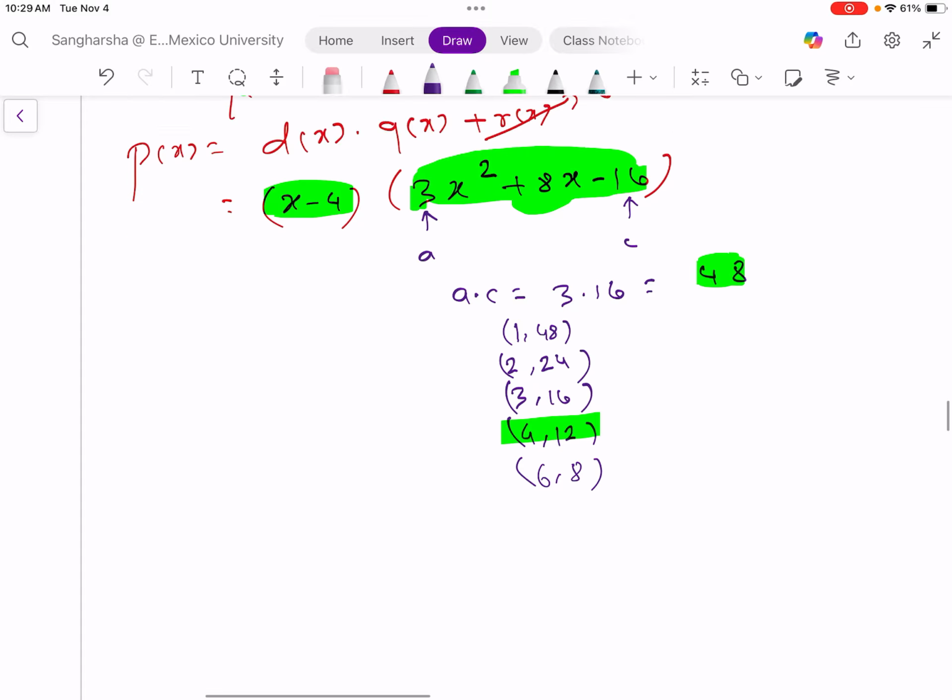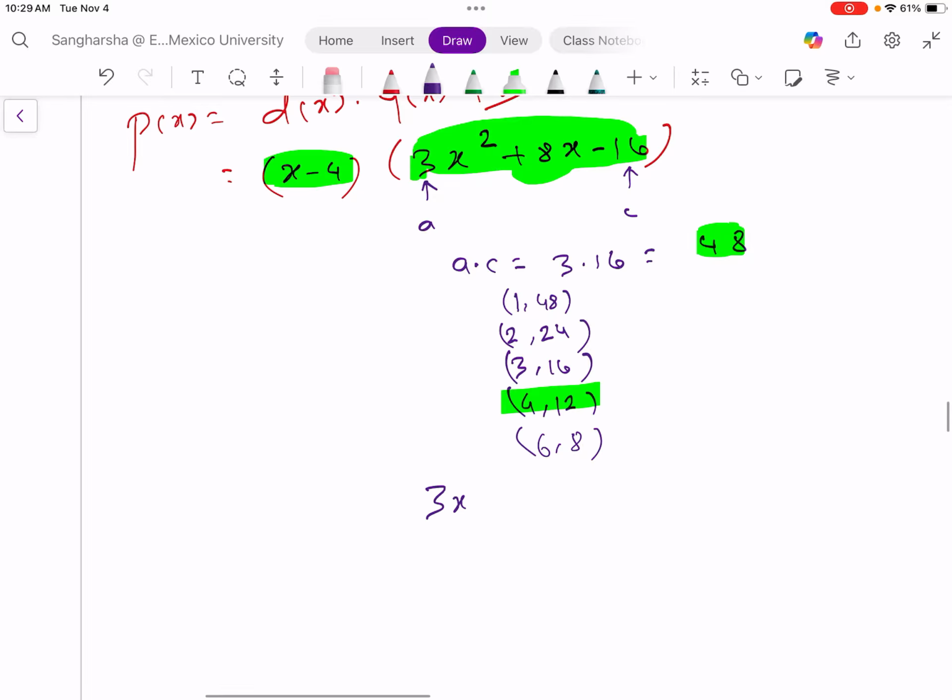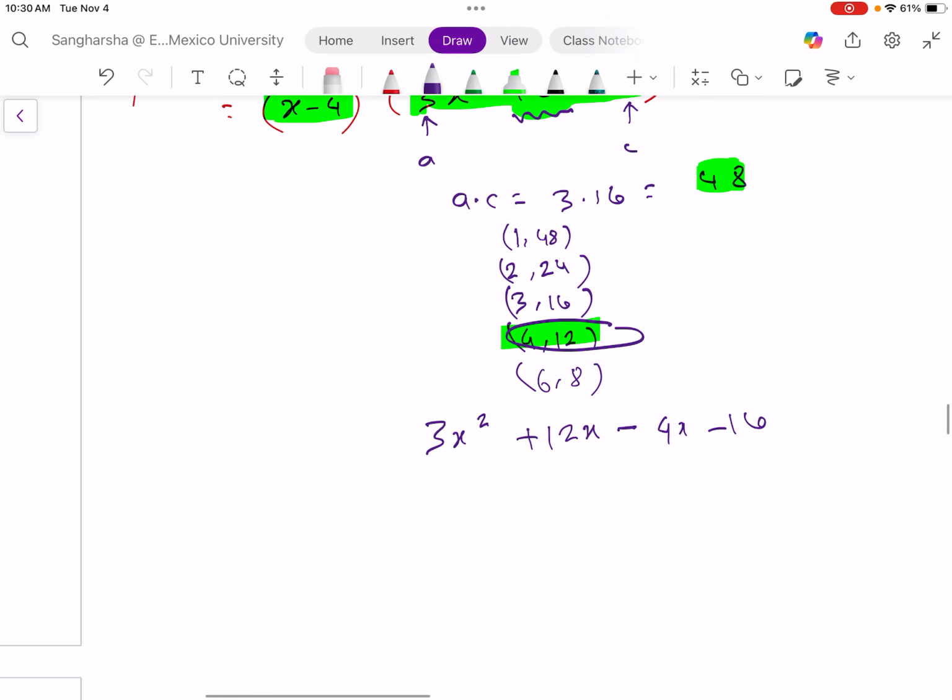So we have 3x squared as it is. Now we will rewrite positive 8x using these numbers. So that is positive 12x, negative 4x, and we have negative 16 as it is. Now we make a pair of the first two terms and a pair of the last two terms, and factorize. So we have 3x as a common factor, we have x plus 4. Negative 4 is a common factor, x plus 4.